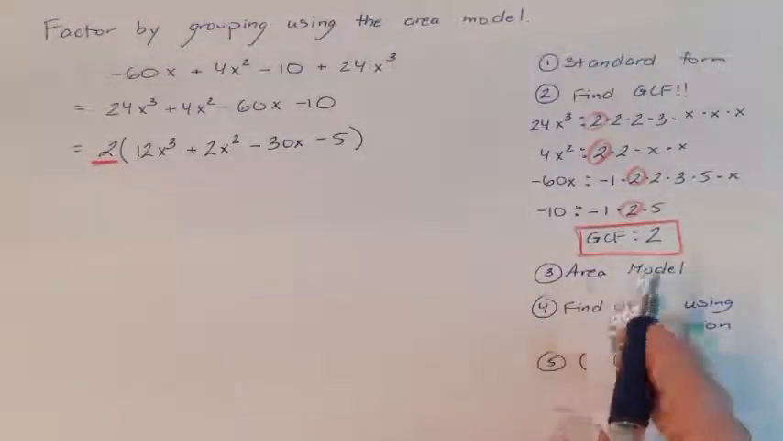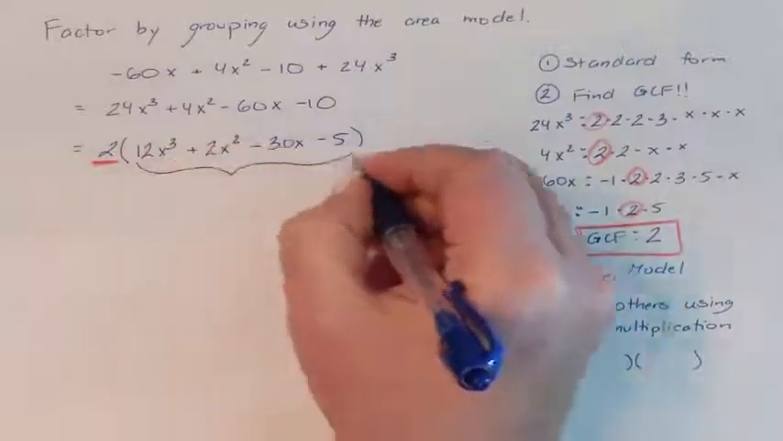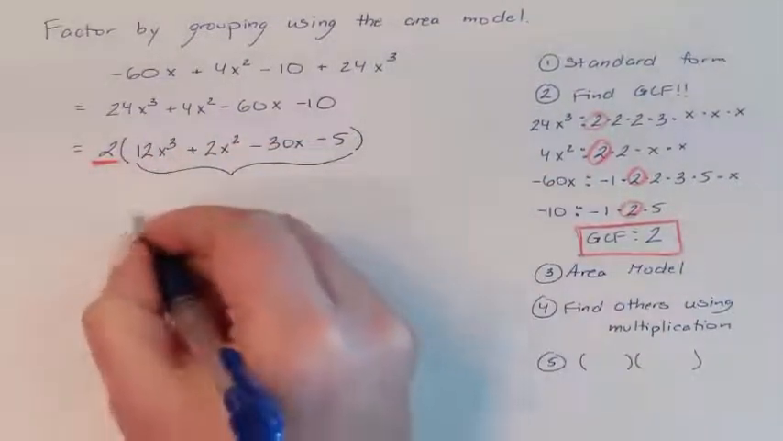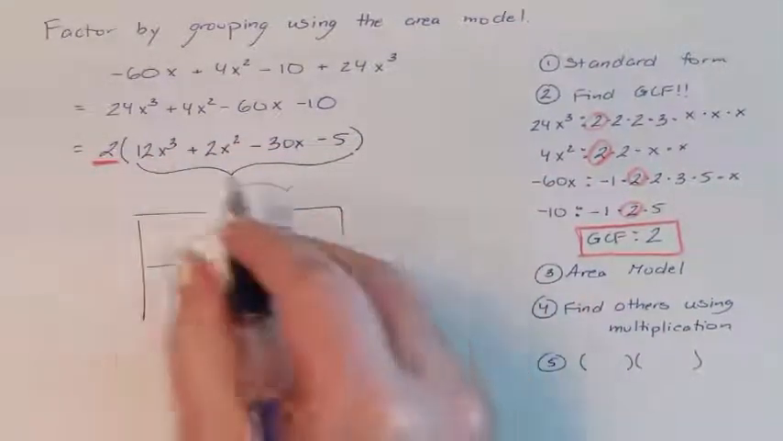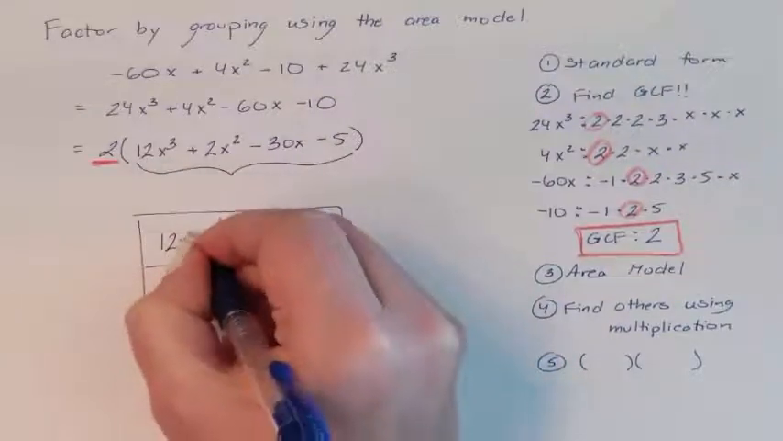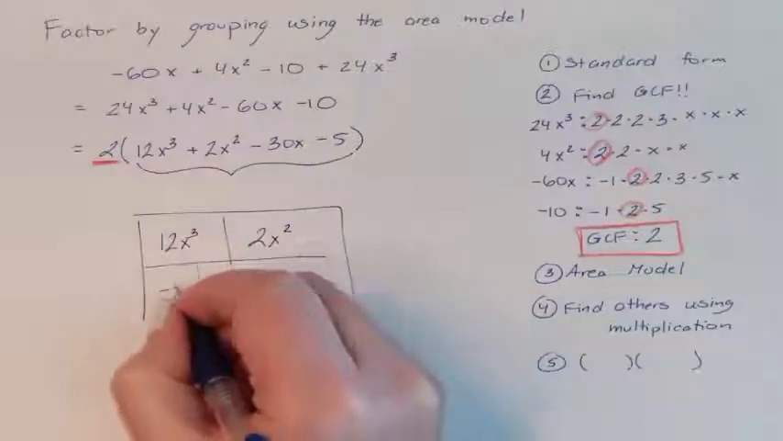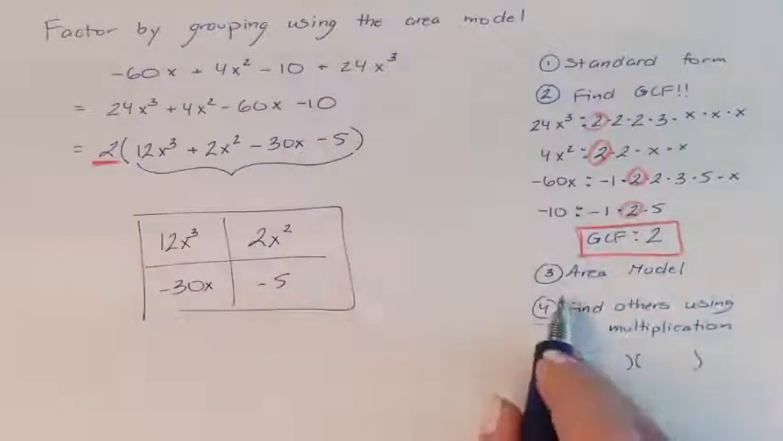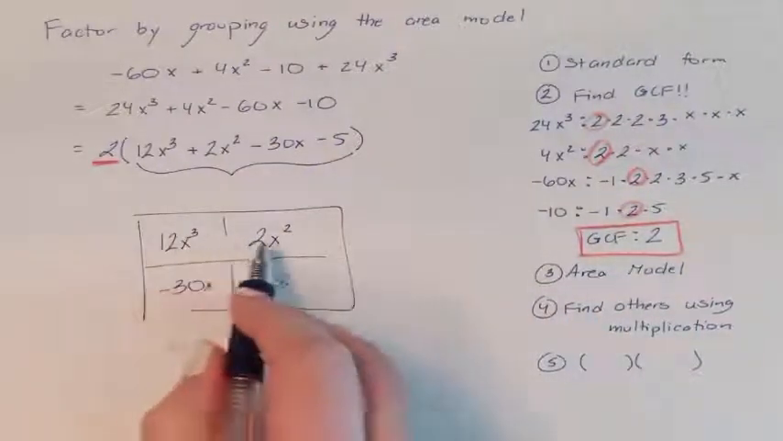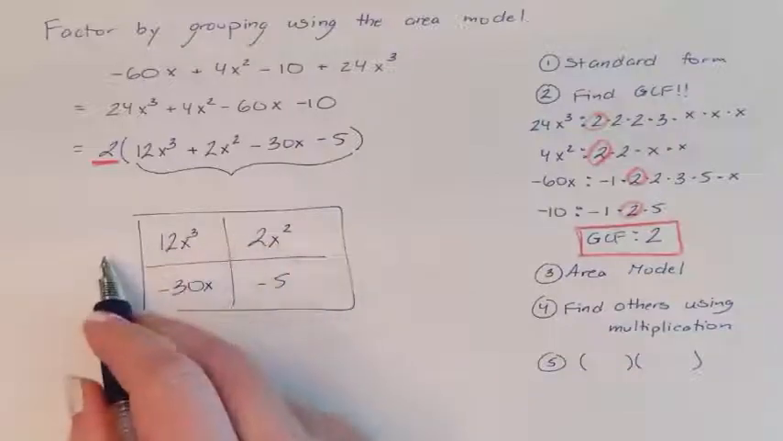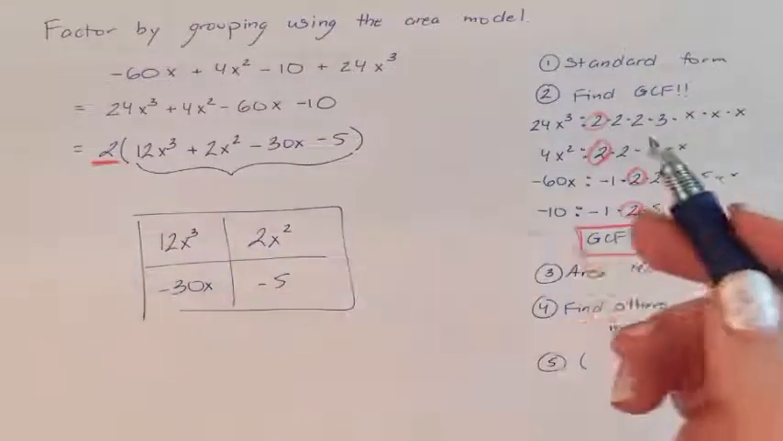Step number 3 is to do the area model. So I'm going to do the area model to what is now left behind. So here is my area model. The first guy always goes here, and then we're going to just kind of walk through the area model. And now you just need to find the area model's 1 GCF. I like to do the first row. It's usually easier for me. You can do any one you actually want.